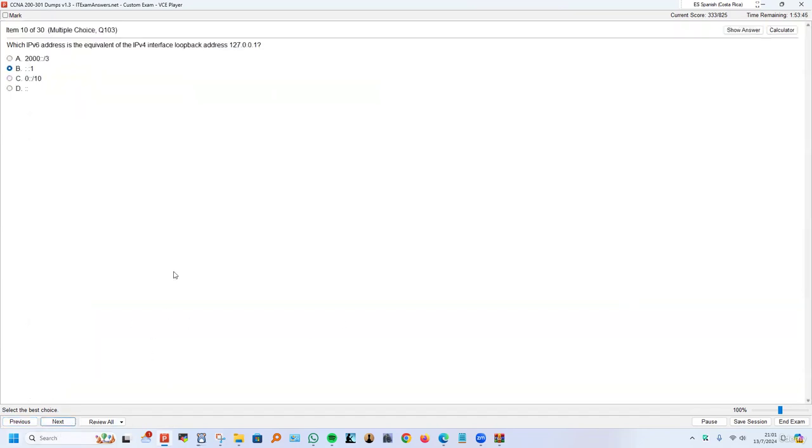Next one. This is actually an easy one. Which IPv6 address is equivalent to the IPv4 interface loopback address 127.0.0.1? It is ::1. Next.